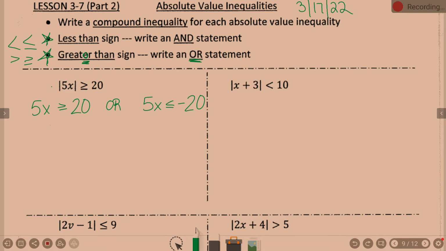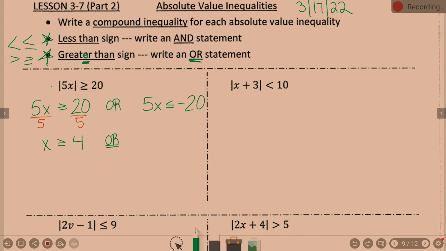Now, solve them. All right. Divide by 5. Okay. So 5x greater than or equal to 20. If it's 5 times x, I'm going to divide by 5. And then the 5's cancel. X, unless you have a reason to change it, carry your sign down. Greater than or equal to 4. And 20 divided by 5 is 4. Now, don't forget, what's the word? Carry the word down. The word is or. So carry that word down.